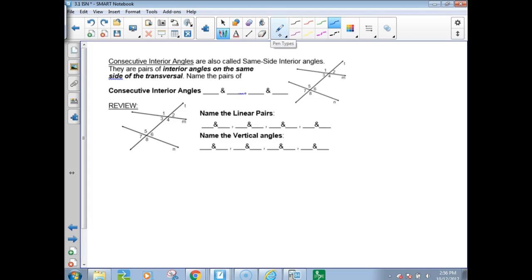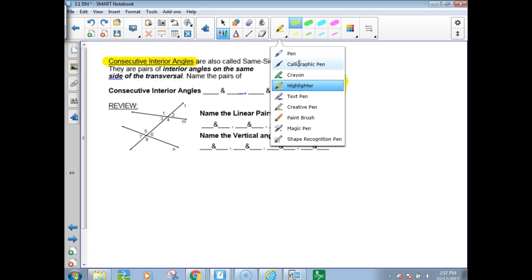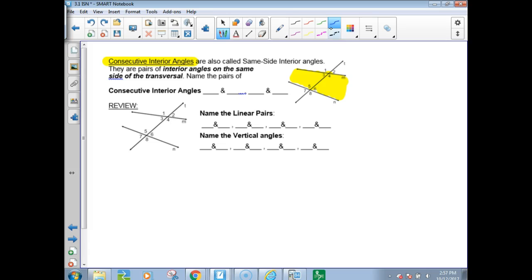Consecutive interior. Oh, it says interior again. So we're going to be working in between the lines. But this time, they're going to be on the same side of the transversal. So consecutive interiors, also called same side interior angles, are 3 and 5 and 4 and 6. So angle 3 and 5 are consecutive interior, and angle 4 and angle 6 are consecutive interior.